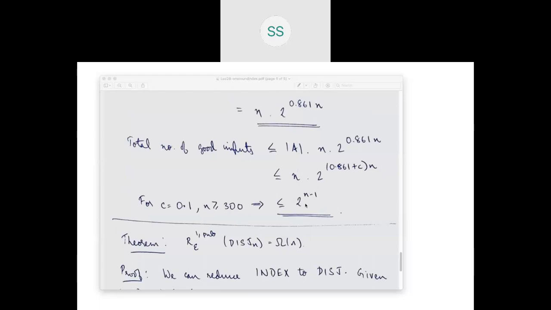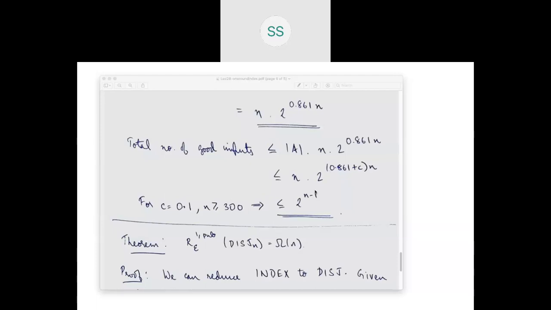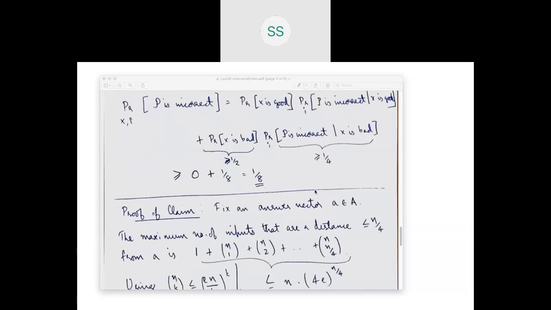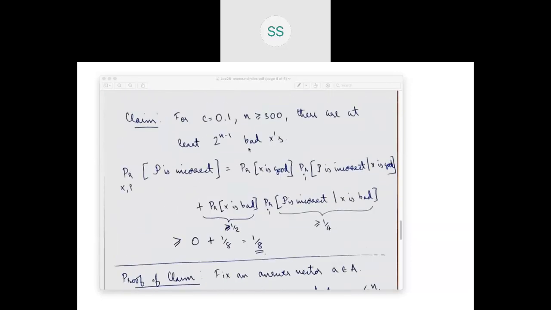So I checked it, and for n equal to 300 and c equal to 0.1, this thing was something like 2^296, which is less than 2^299, right? Anyway, this upper bounds the total number of good inputs, which means at least the remaining ones are bad. So the proof of the claim is clear.